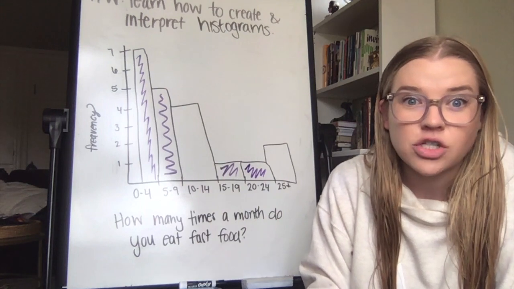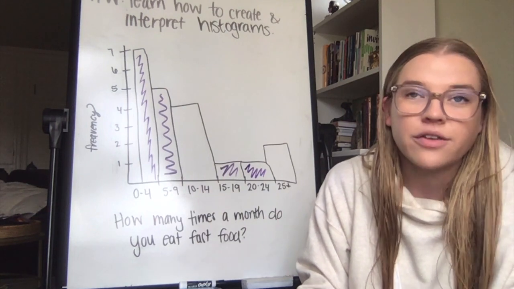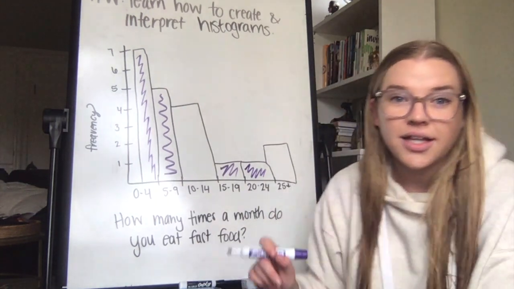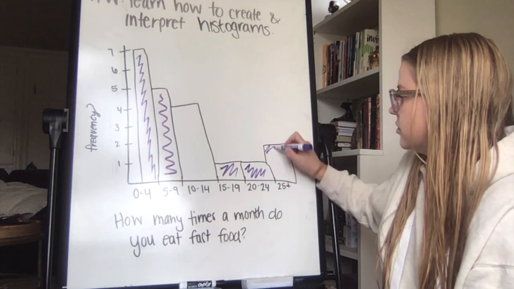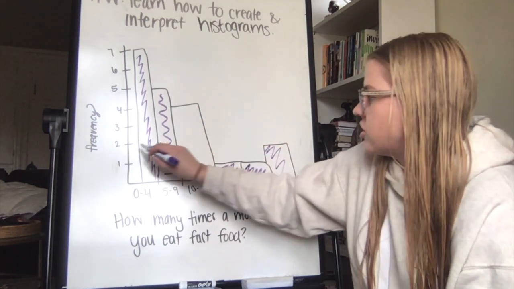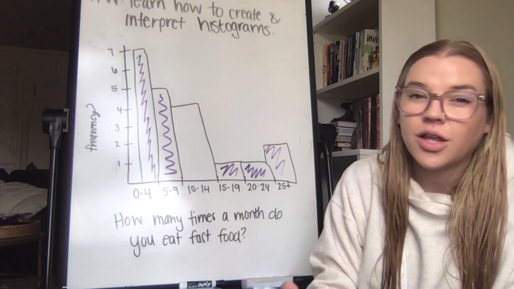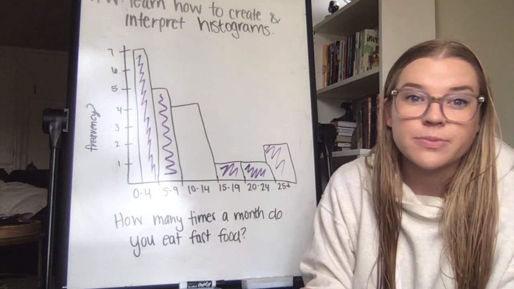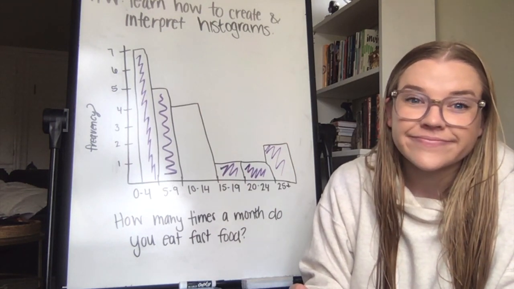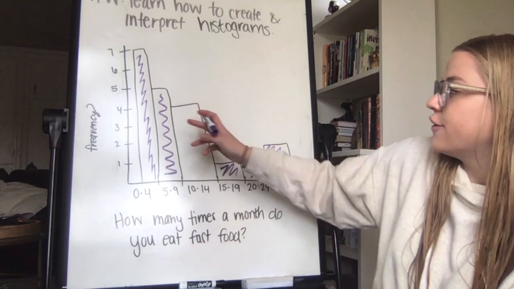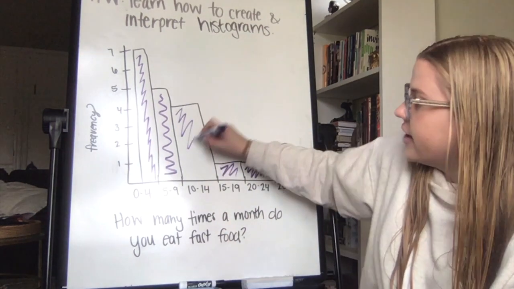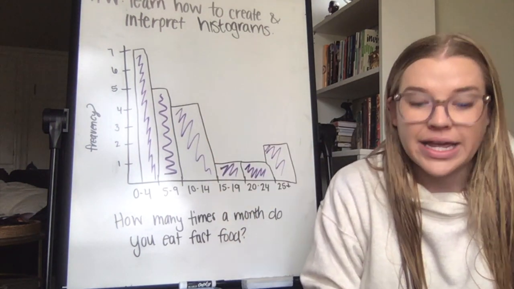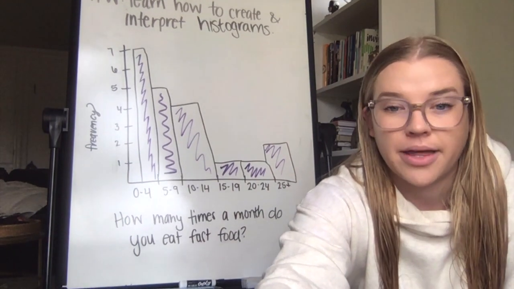25 plus, so over 25 times per month, is 2. If I'm reaching that over, that matches to my 2. And my last column is 10 to 14 times per month, which is 4. 4 people answered that they eat fast food between 10 to 14 times per month.